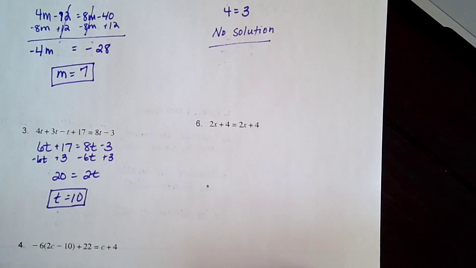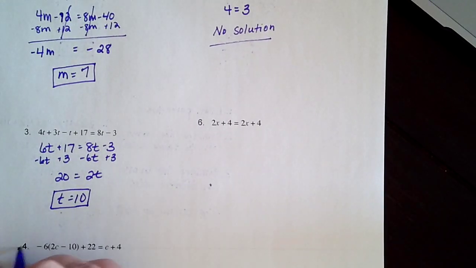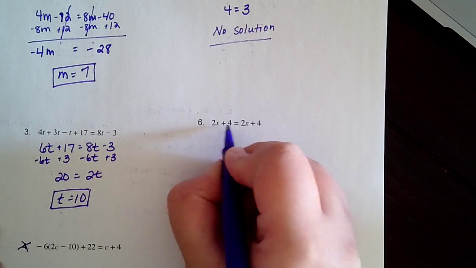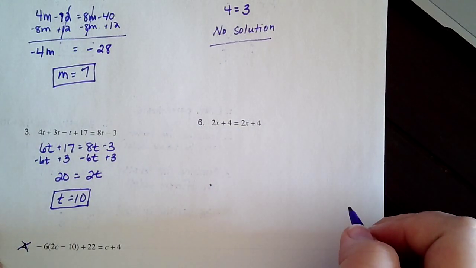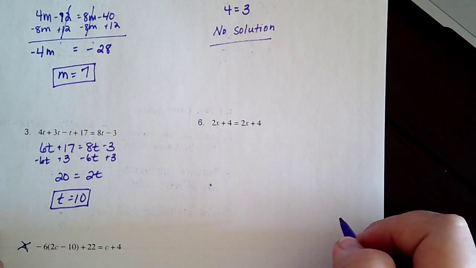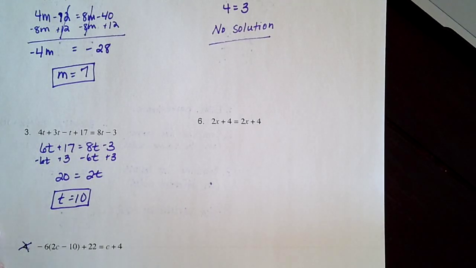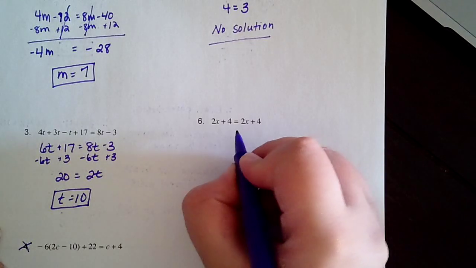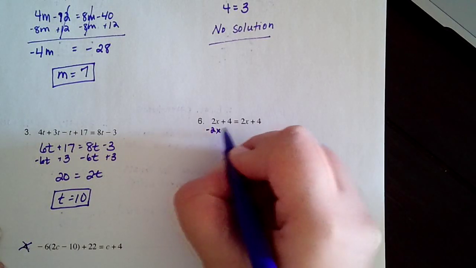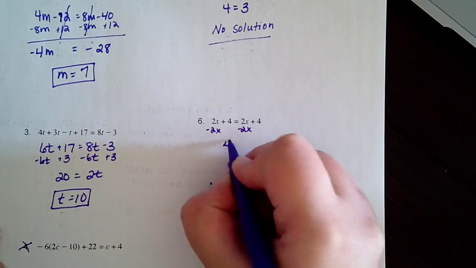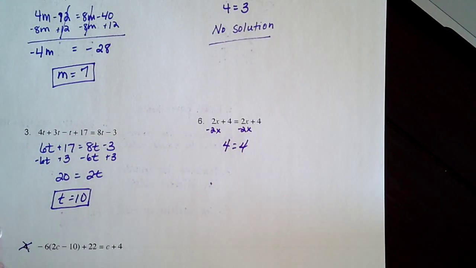Notice with the next one, we've got something else wonky going on. We've got 2x plus 4 equals 2x plus 4. Right off the bat, that's a true statement. And you tell me when that isn't a true statement. Again, I might laugh at you, because that's always a true statement, and we know that. But let's prove it anyway. If I subtract 2x from both sides, I get 4 equals 4. This is another true statement that is always true.